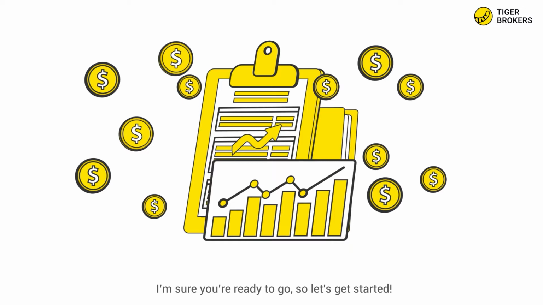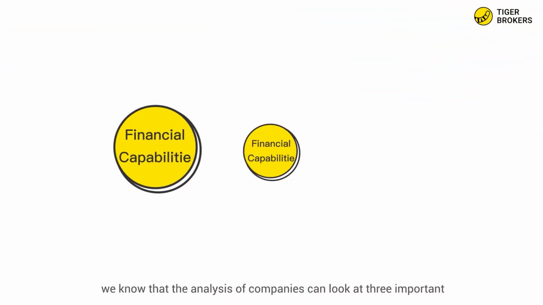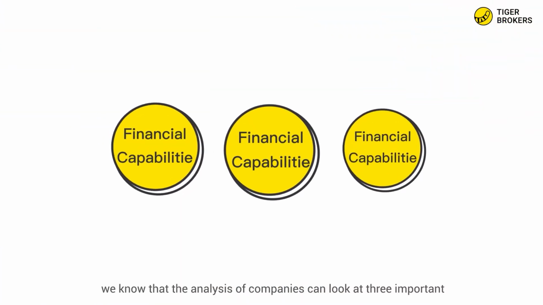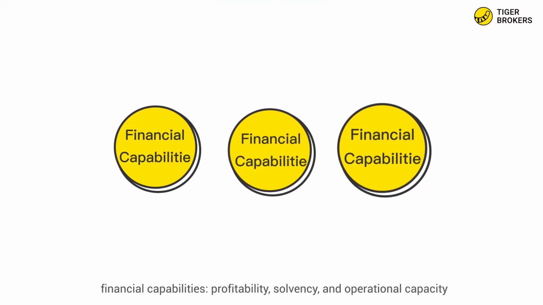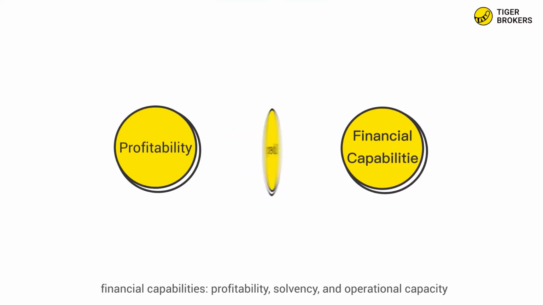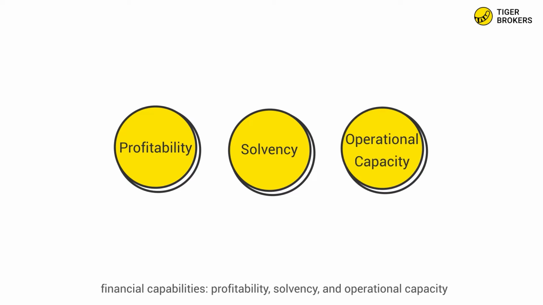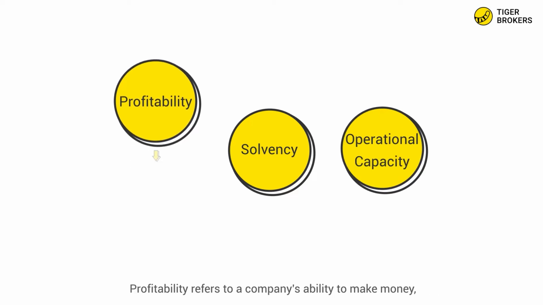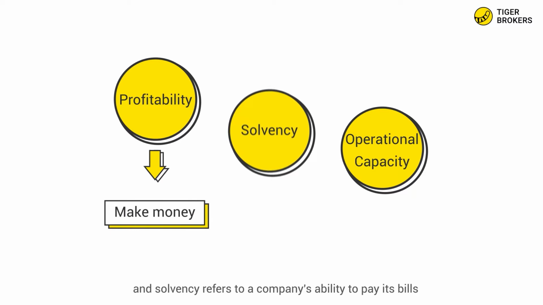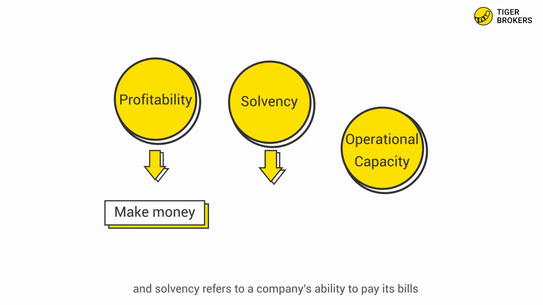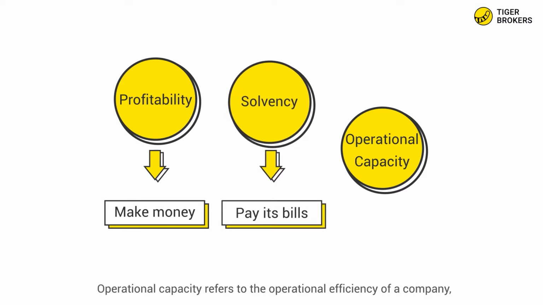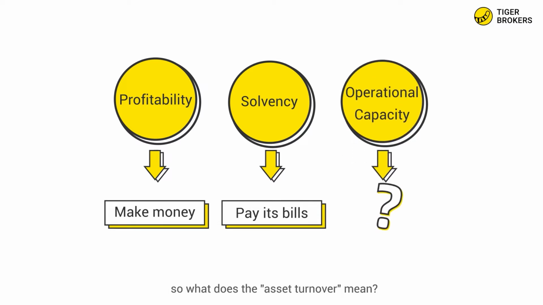So, let's get started. Up to this point, we know that the analysis of companies can look at 3 important financial capabilities: profitability, solvency, and operational capacity. Profitability refers to a company's ability to make money, and solvency refers to a company's ability to pay its bills. Operational capacity refers to the operational efficiency of a company, which mainly depends on the asset turnover. So, what does the asset turnover mean?